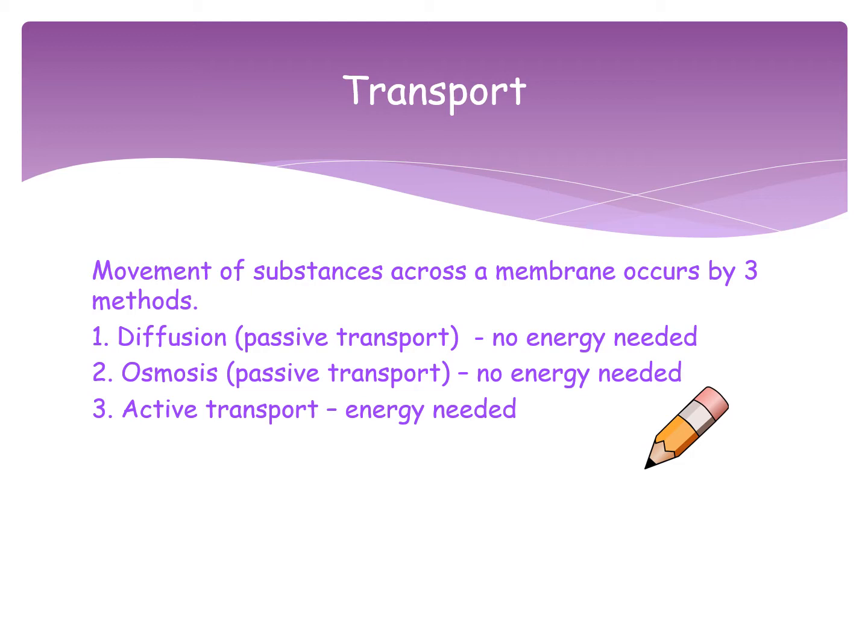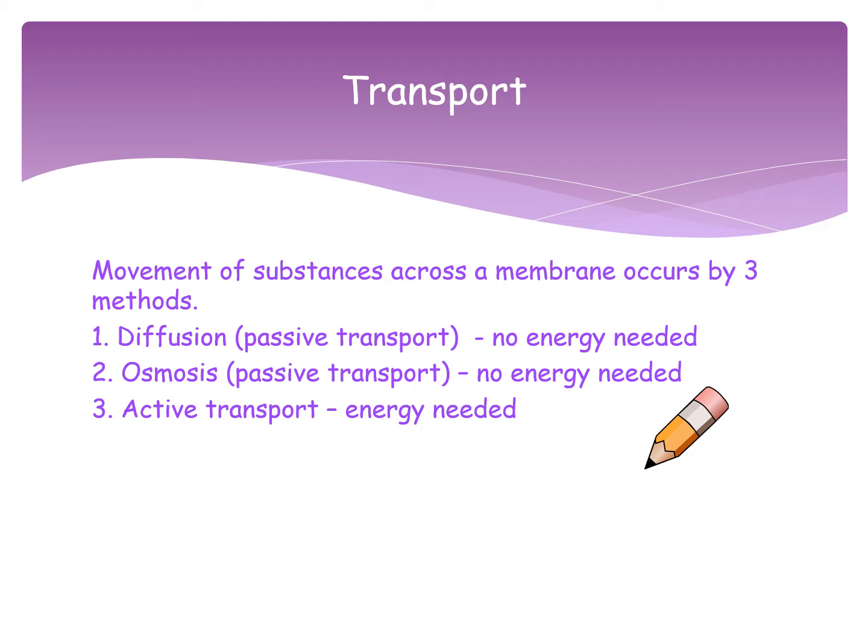So there are 3 different types of transport that you need to know. Obviously transport is important because we need useful things into our cells like oxygen and glucose, or we wouldn't be able to survive, we wouldn't have energy. And we need to get rid of harmful things like carbon dioxide, which if it builds up, would be toxic. So your substances can move across your membrane by 3 different methods.